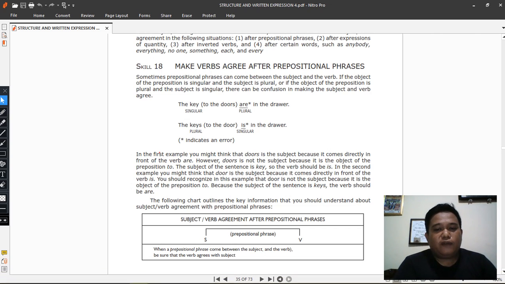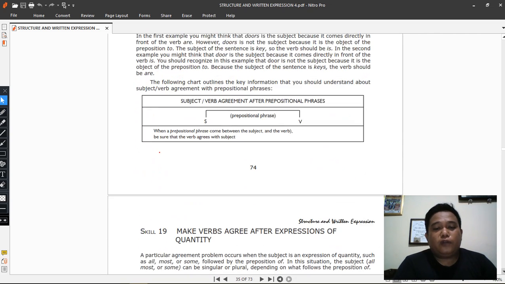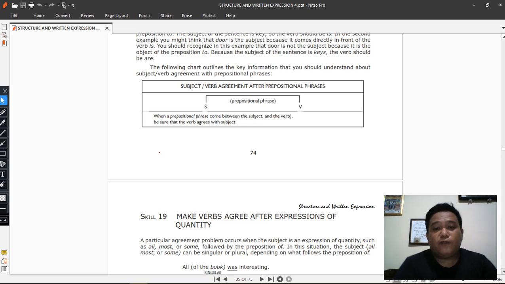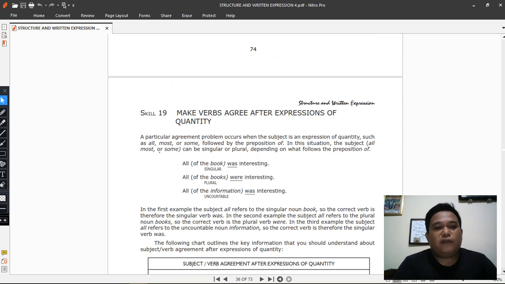Here we have a table there. Subject-verb agreement of the prepositional phrase. Subject and then prepositional phrase and then verb. So the subject is before the prepositional phrase. What you need to find firstly is of course the subject, and then you can do the verb. The next one, we have skill 19, make verbs agree after expressions of quantity.